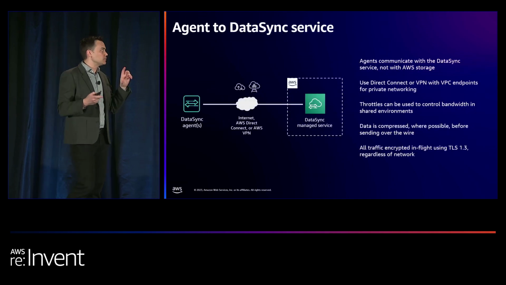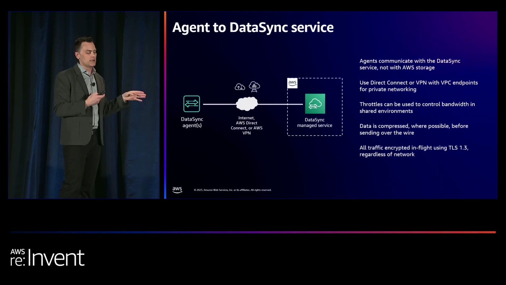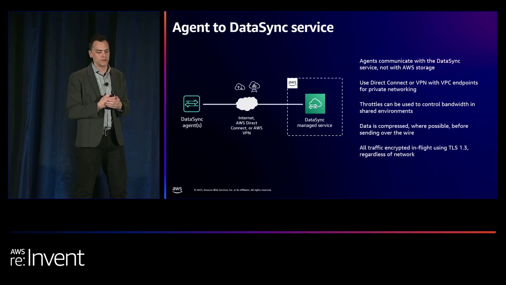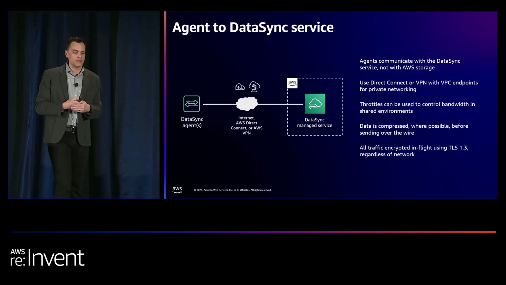Now for the leg between the agent and the DataSync managed service, again, this is using the custom protocol that we provide. As I mentioned earlier, the agents communicate with our service, not with the storage. The agent doesn't talk directly to S3 or to EFS or FSx. It goes through our service first. You can use Direct Connect or VPN with VPC endpoints for private networking.